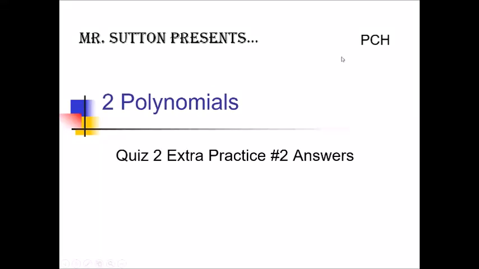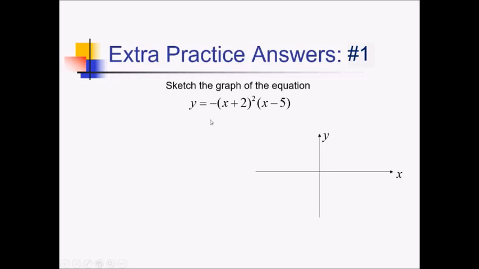Hello there, Mr. Sutton here with the Pre-Cal Honors Chapter 2 Quiz 2 Extra Practice 2 solutions on graphs and applications of polynomials. To sketch the graph of this polynomial, let's start by getting the roots, whatever zeroes out my factors. So for this first factor, that's -2 for the x value. And then for the next one, we have 5, because 5 minus 5 is 0. Putting those on my graph, we've got -2 somewhere to the left of the y-axis, and 5 is somewhere over on the right. Not drawn to scale because this is just a sketch.